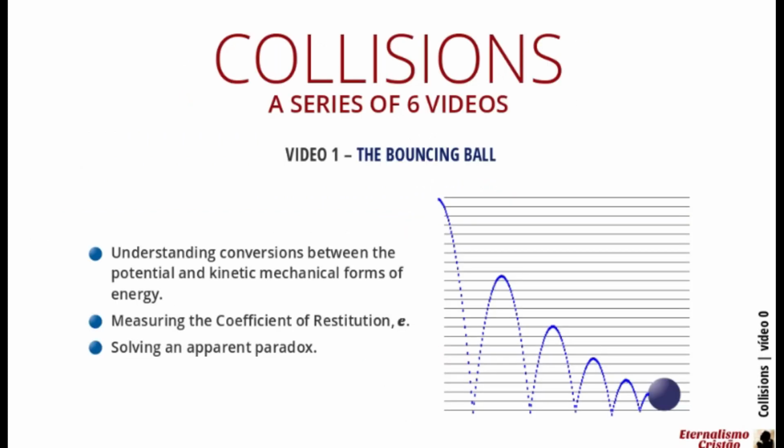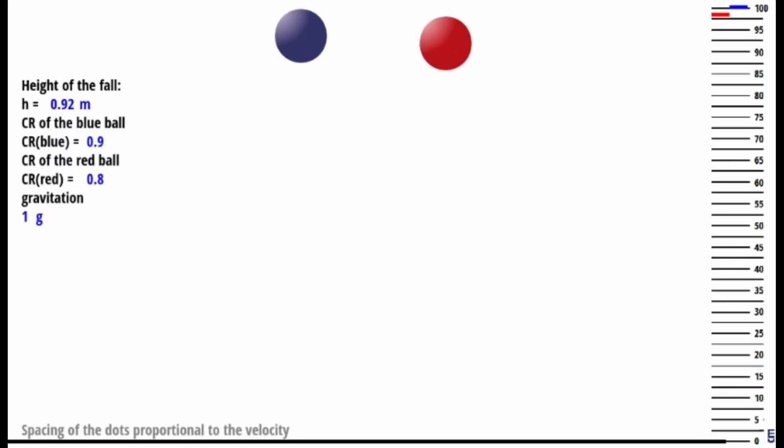Video 1, The Bouncing Ball. Understanding conversions between the potential and kinetic mechanical forms of energy. Measuring the coefficient of restitution, E. Solving an apparent paradox.